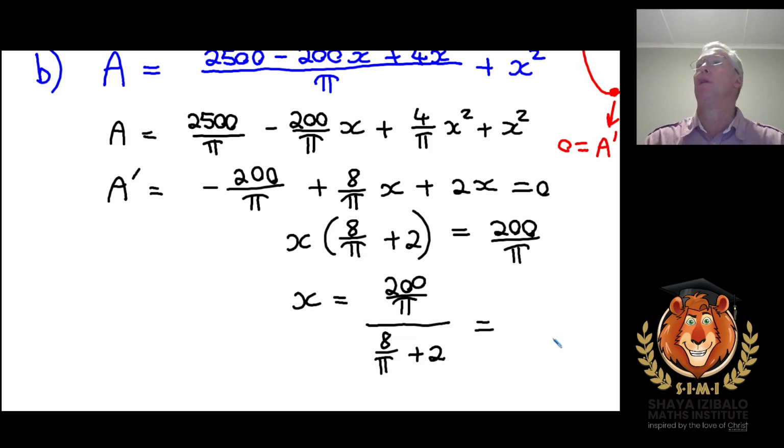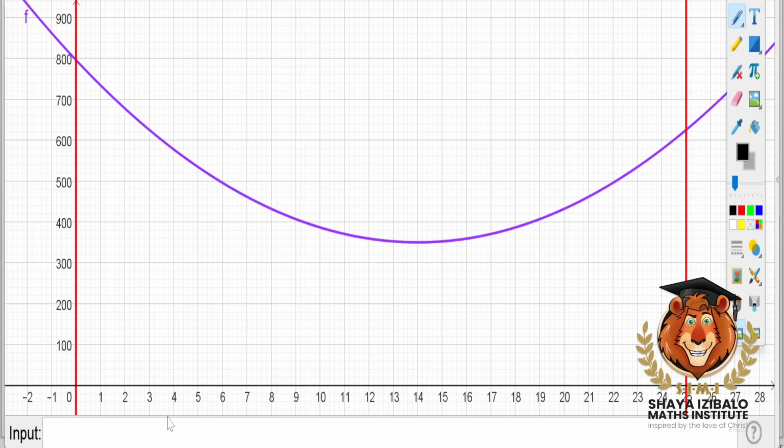And what we end up with is, in fact, 14 centimeters. Okay, so the smallest possible area he can enclose is if he actually takes 14 centimeters for each. Now I'm going to show you a little visualization of this, and there it is. We can see that the minimum's at 14.